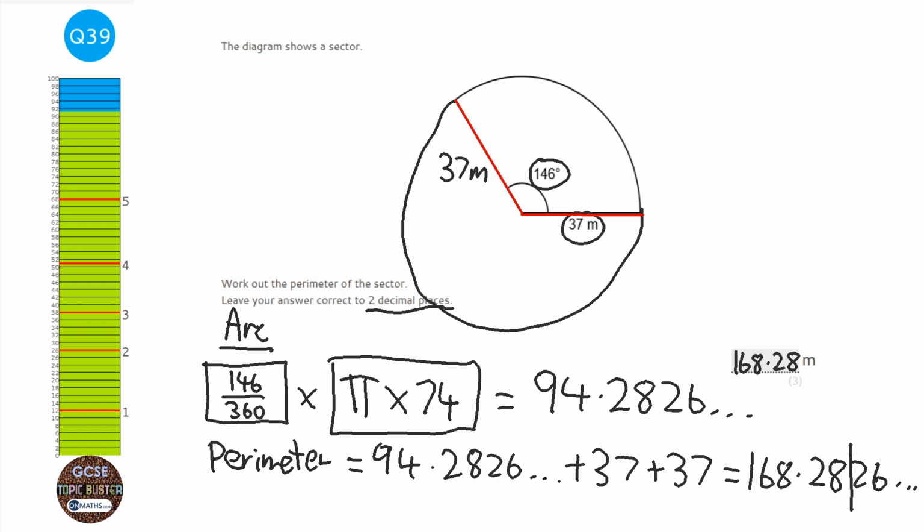To 2 decimal places, that's 168.28. Now just be careful that you add on the extra bits. When it asks you for a perimeter, just make sure you've gone the total distance around the shape. Put a dot and just draw with your finger around the shape to make sure you've got all the distances.